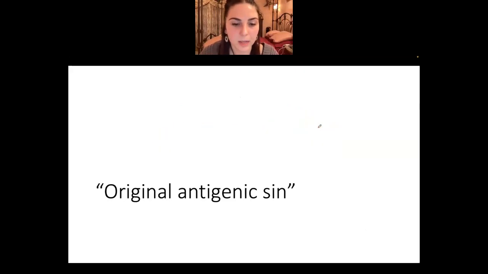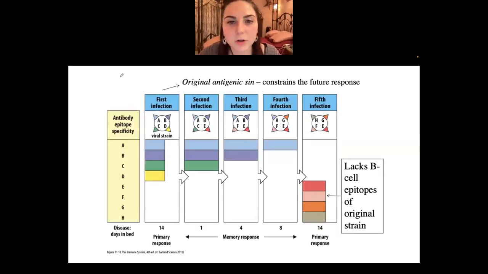Okay, and then there's this idea of original antigenic sin. So original antigenic sin is kind of like the immune system trying to fight off the virus, but it actually ends up hurting us. So what I mean by this is kind of an involved chart, but let me show you what's going on here. So this is your primary infection, the first time you see the flu virus. Let's say the first time you see the flu virus, it has 4 different epitopes on its surface. So let's just say there's 4 different epitopes.